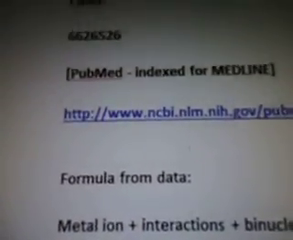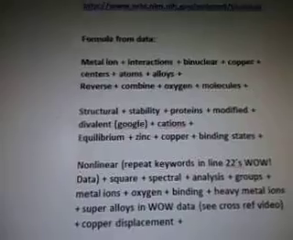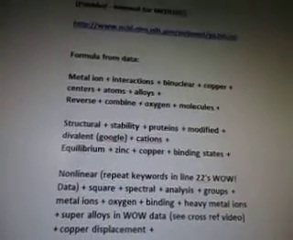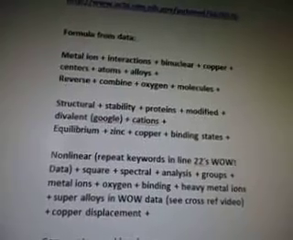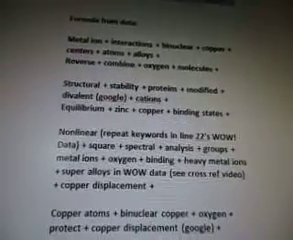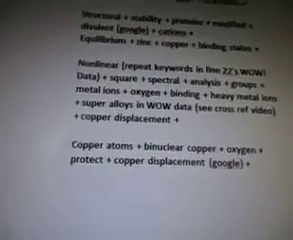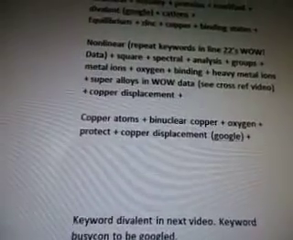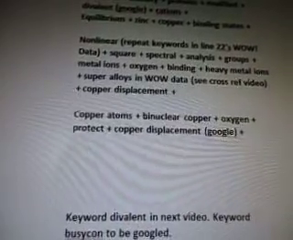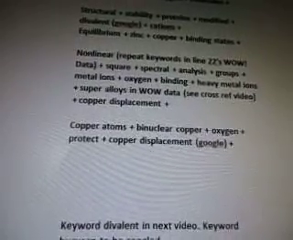Okay, so that's where it was published on www.ncbi.nlm.nih.gov. And there's a link there. And this is a formula from the data. So you have metal ion interactions, binuclear copper centers, atoms, alloys, reversibly combine oxygen molecules. Structural stability, proteins modified, divalent cations, equilibriums, zinc, copper binding states, nonlinear, repeat keywords in line 22's Wow data, square, spectral analysis, groups, metal ions, oxygen binding, heavy metal ions, superalloys in the Wow data, see cross-reference video, and copper displacement.